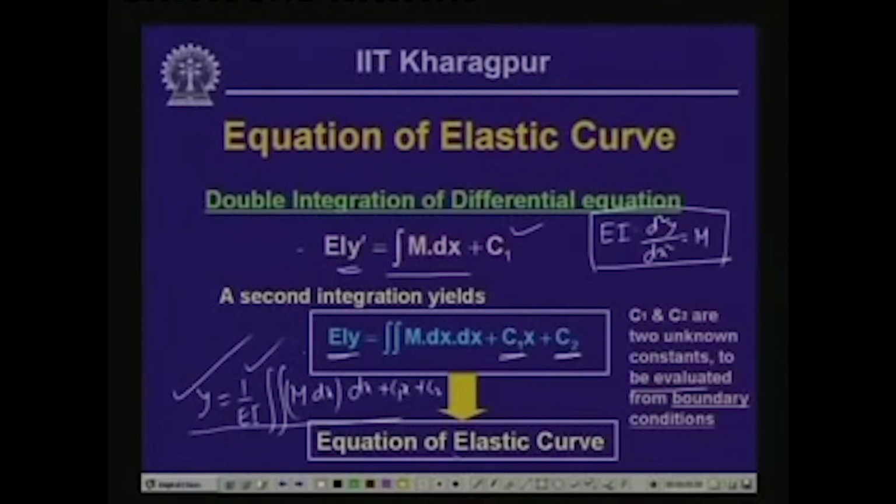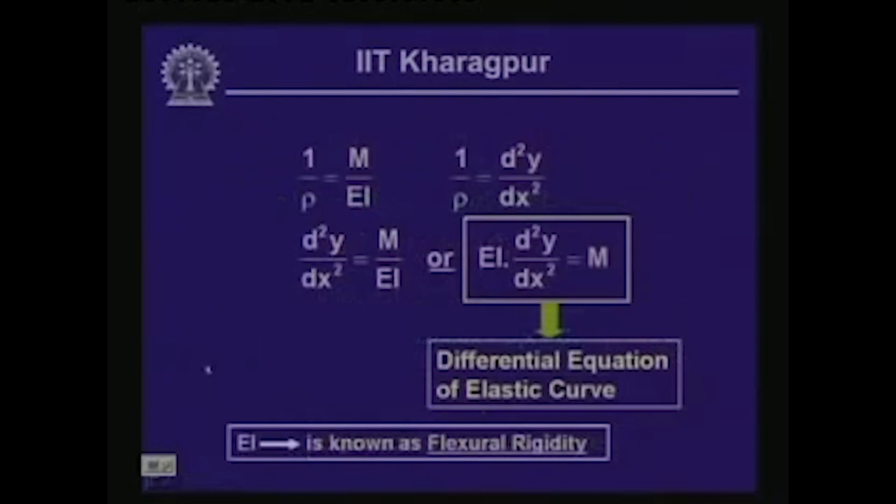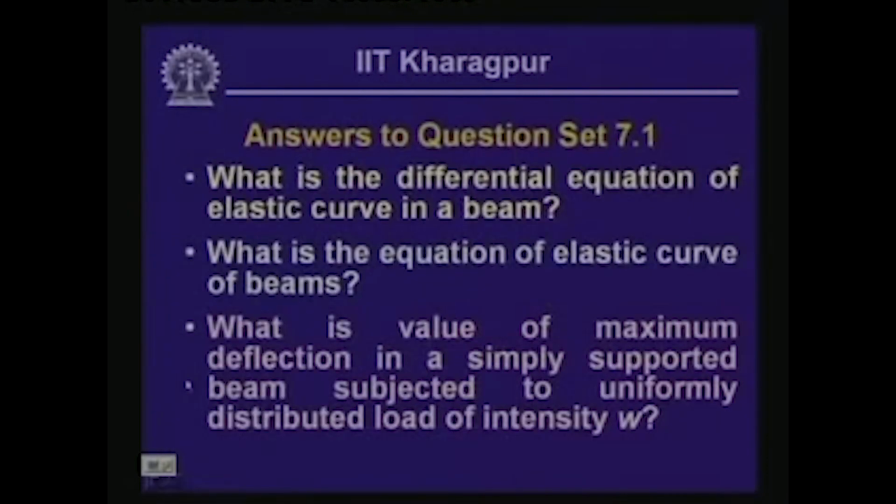the value of y at any point along the length of the beam, because if we consider the origin of the coordinate axis at the left hand support, then along the length of the beam, at any x we can compute the value of y, from this particular equation which we call the equation of the elastic curve. Now, the third or last question posed was: what is the value of maximum deflection in a simply supported beam subjected to uniformly distributed load of intensity W?